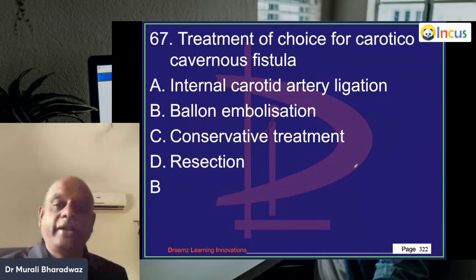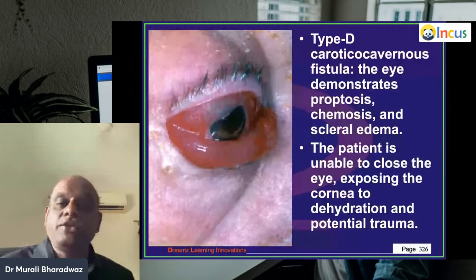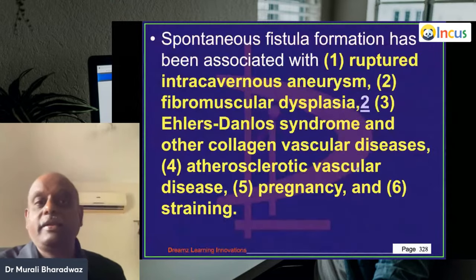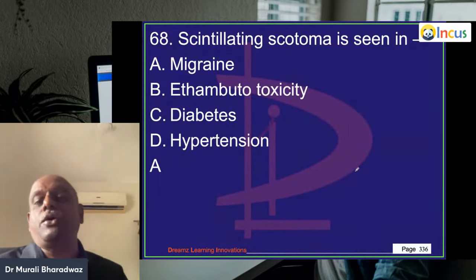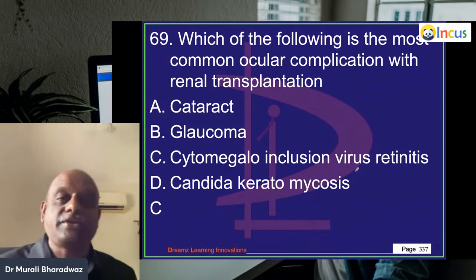Spontaneous, unknown etiology, different types are there, trauma can predispose. This is the angiogram of a carotico-cavernous fistula. Now, scintillating scotoma is a feature of migraine, as such some lightening is happening before their eyes.